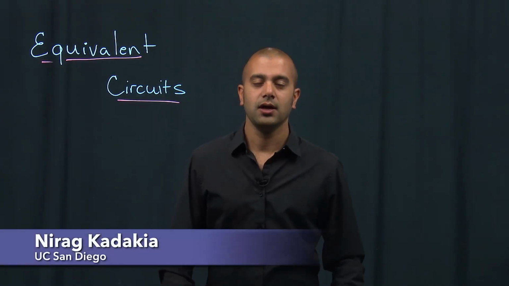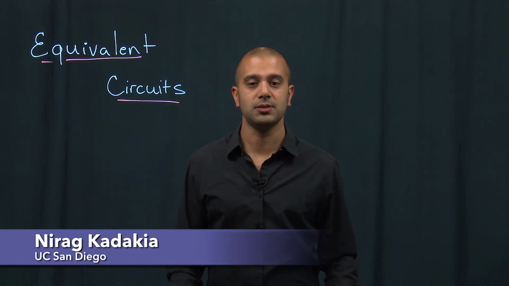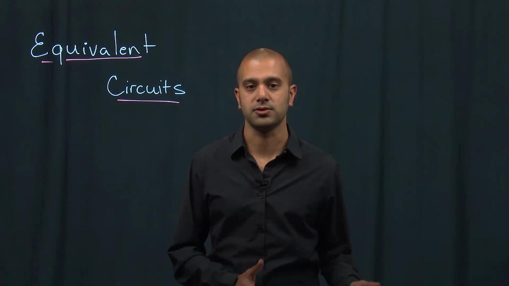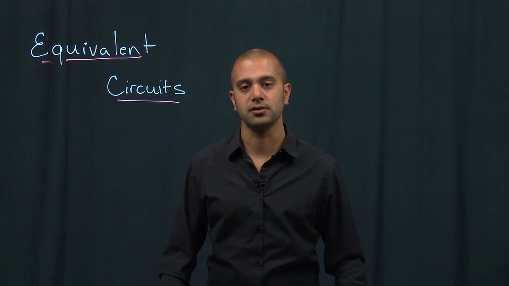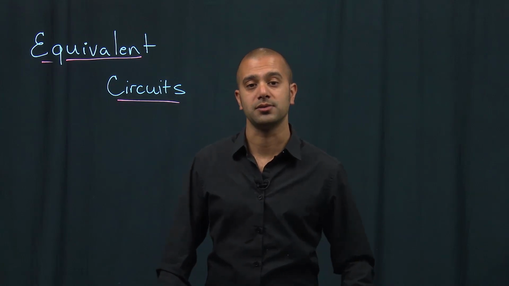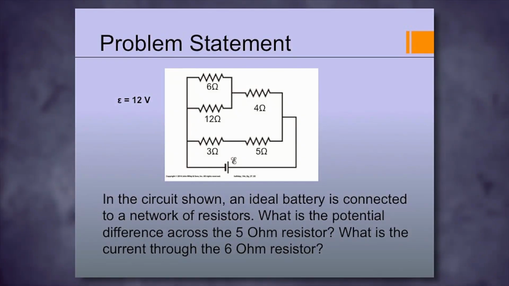Welcome back, guys. Today we have a problem in which you're going to be simplifying complex circuits into equivalent circuits and then using that to find currents and voltages. Let's take a look at the problem statement. In the circuit shown, an ideal battery is connected to a network of resistors. What is the potential difference across the 5 ohm resistor, and what is the current through the 6 ohm resistor?